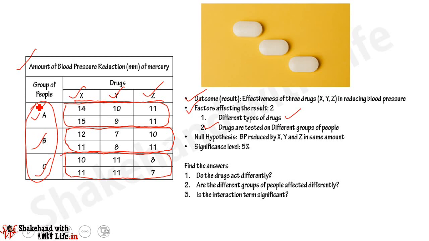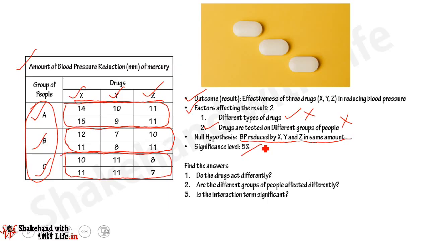Now what is the null hypothesis if these two factors do not affect the outcome or the result? In that case, BP is reduced by X, Y and Z in the same amount. And at what significance level are we going to test the null hypothesis? It is 5%.